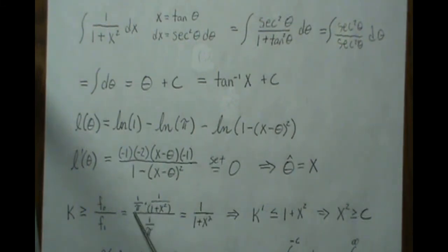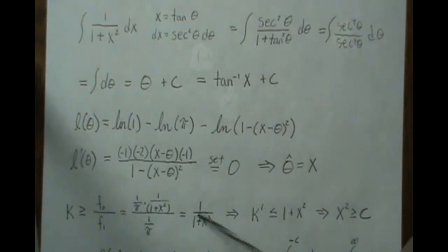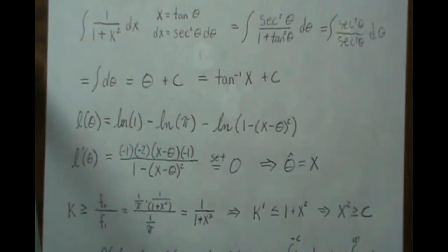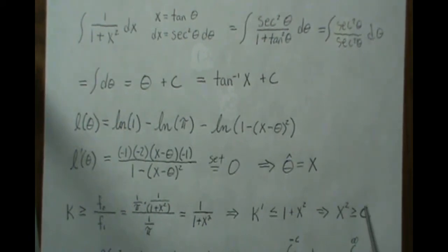Then those cancel, leaving just this. Now, if we take the inverse of both sides, the inequality changes, that's what we do here. But instead of calling this 1 over k, I just call it a new constant, k prime. And then we take the 1 over, and that means x squared is less than some other constant. So I just call it c. So x squared is greater than or equal to c. That's our rejection region. But now we need to find the value of c, and then we're finished.